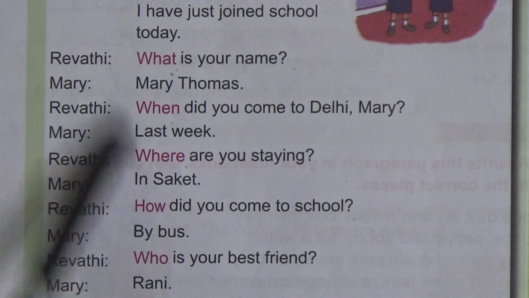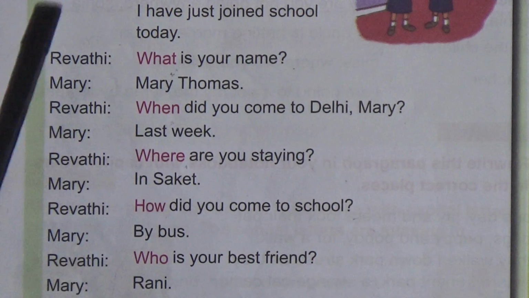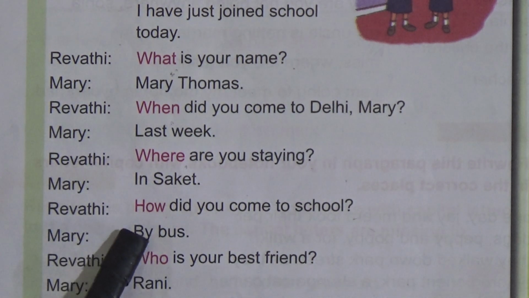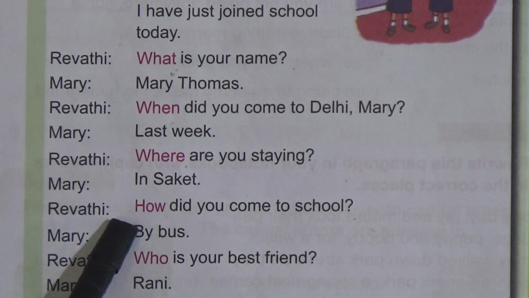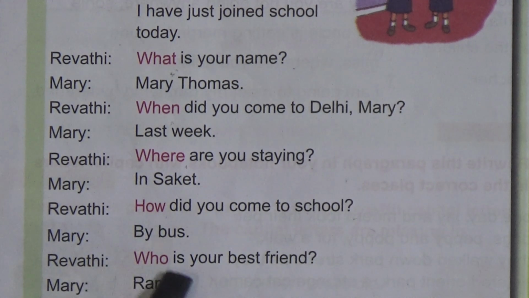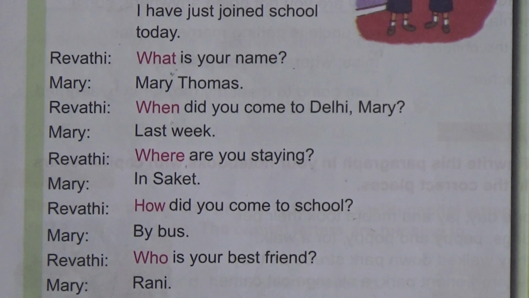How and why are almost the same, or they require the way. Okay. Who is your best friend? Who also indicates someone's name. Okay. So these are called question words.